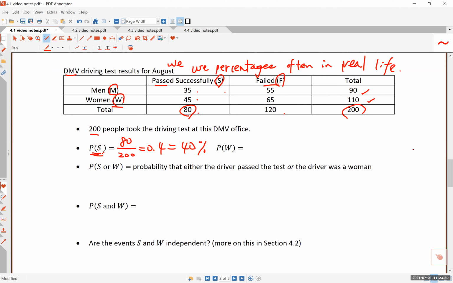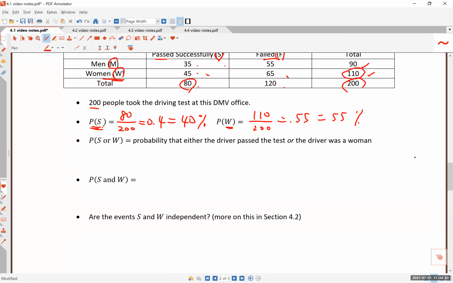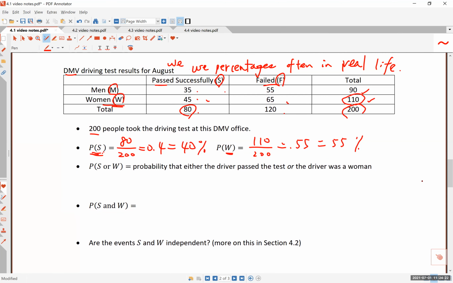Okay, how about the probability of W? That is the probability that the driver who took this test was a woman. Again, instead of looking at these numbers, you look at the total number. That's 110 out of 200. And that turns out to be 0.55, which is 55%. Okay, so that's how you read this kind of chart. This is sometimes called a two-way table because you have columns and rows. Basically, it's a matrix of numbers.